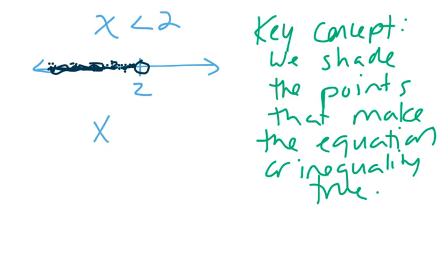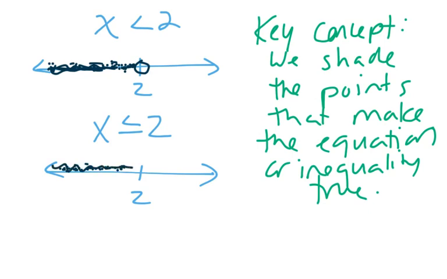Now you can change that and make it less than or equal to 2. Okay, and now it's everything less than 2, so it's all these infinite number of points over here that we don't want to do all these dots, so we just kind of shade it in. And now the 2 is included, and so remember that we shade the points that make the equation or inequality true, and so now we would shade that saying, okay, the 2 is the boundary, but the 2 also works.